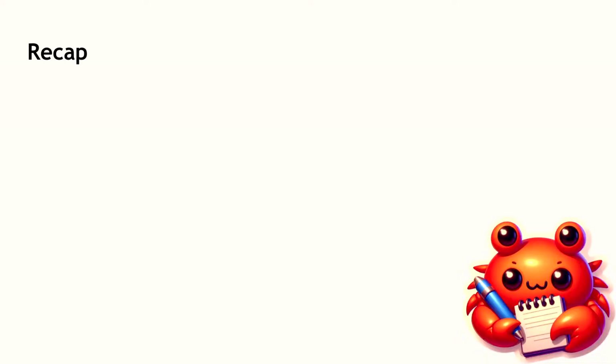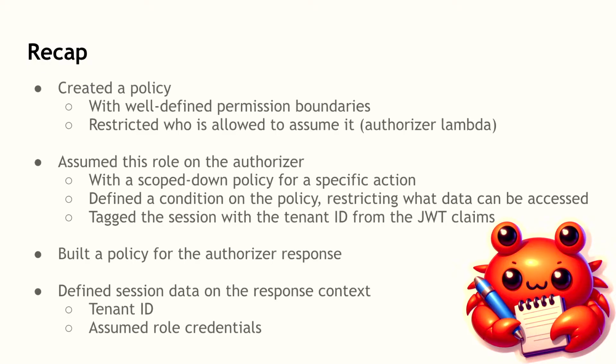It's a lot of things, so let's just do a quick recap here so we don't get lost. So we created a policy. That policy has those well-defined boundaries, and we restricted who can actually assume it. And then we assume a role, and then on this role, we scope down the policies from it. It's just a subset of the boundaries of our main role, and we tag the session. Then we build the policy for the authorizer, and then we return that metadata with the information. And the most important information there is the credentials that we just generated from assuming that role.